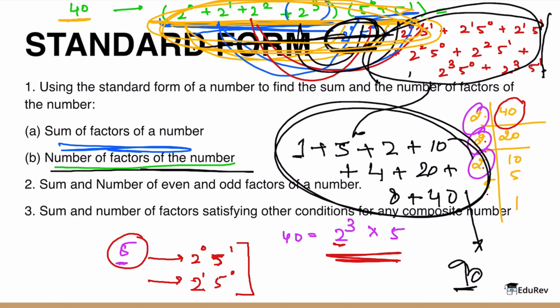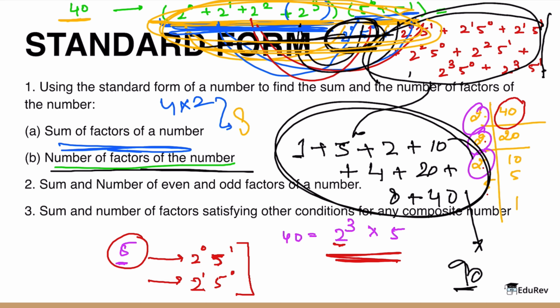Hence 40 has how many factors? 4 times 2. That is 8 factors. Why 8 factors? Because there are 4 possible exponents of 2 and 2 possible exponents of 5. So 4 times 2 is nothing but 8. Correct? Correct. Now let's move forward.